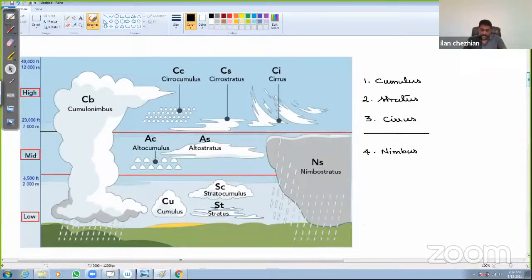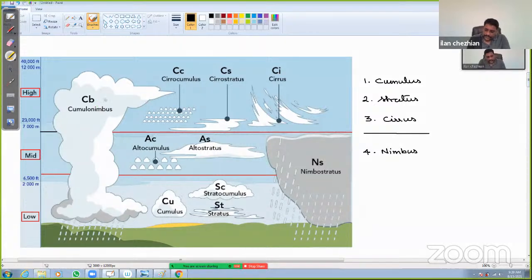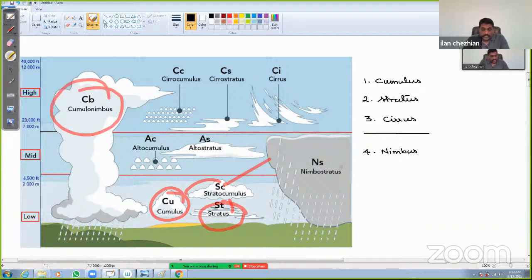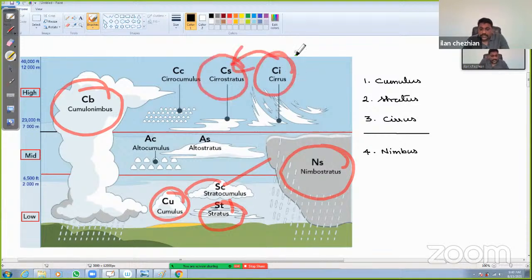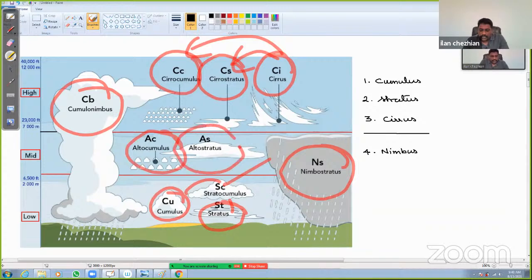See, for example, independent cumulus, independent stratus, and their combination called stratocumulus. Cumulus along with the nimbus, cumulonimbus. Stratus along with the nimbus, stratonimbus or nimbostratus. Similarly, cirrus and stratus put together, cirrostratus. Cirrus and cumulus put together, you call them as what? Cirrocumulus. Right? Then I have something called altocumulus and altostratus.